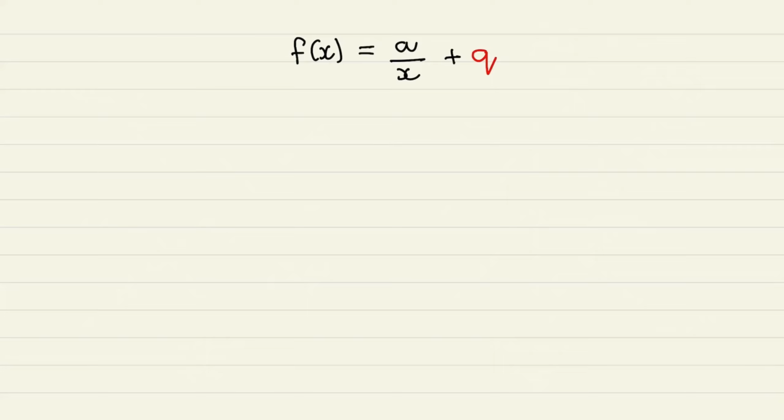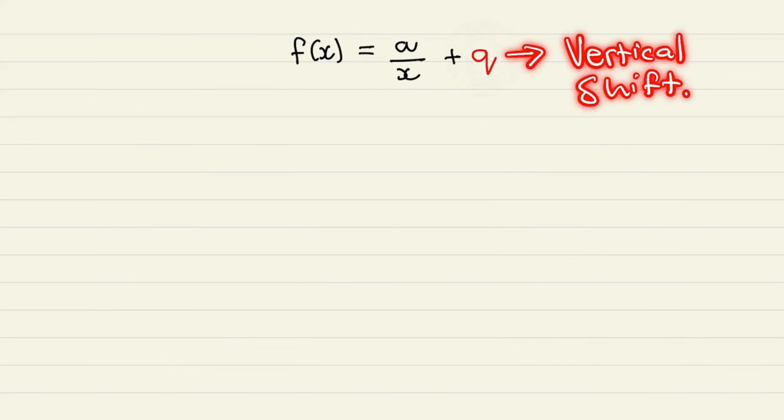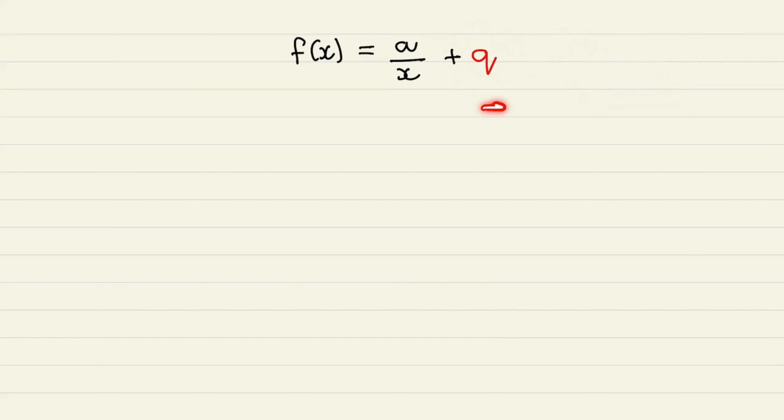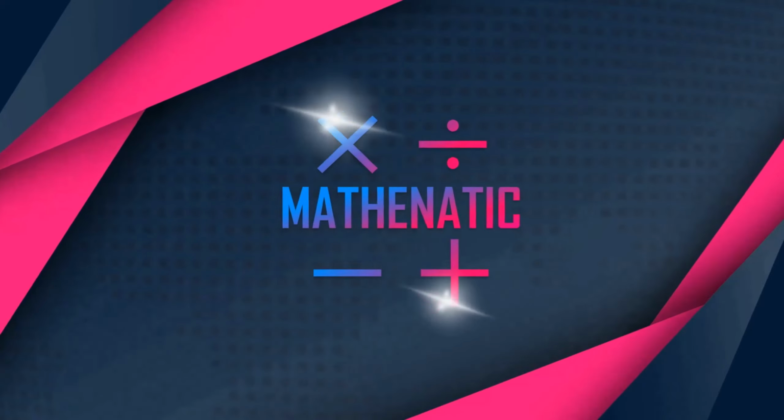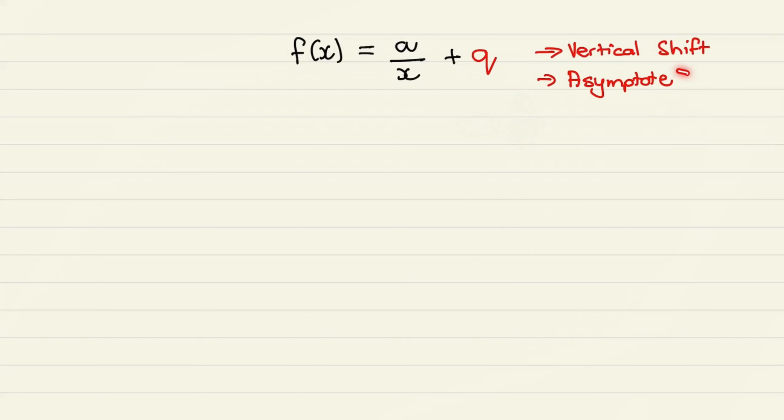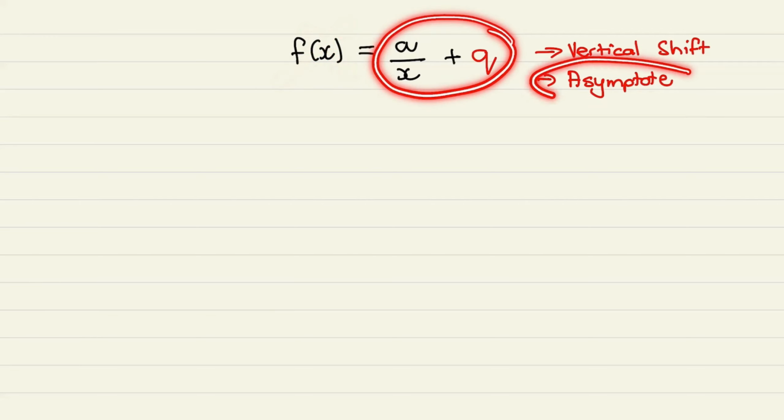Now let's move on to discuss the value of q. Q represents a vertical shift. So when q is positive, it will be an upward shift, and when q is negative, it will be a downward shift. And q would also represent an asymptote. An asymptote is a line where the graph can never exist. So this function will never touch this asymptote.